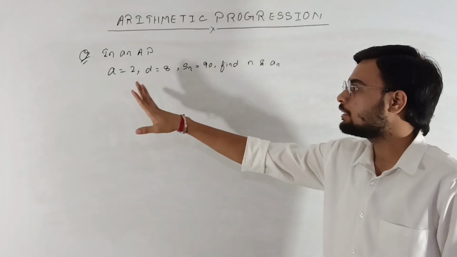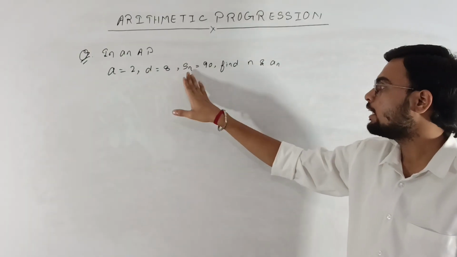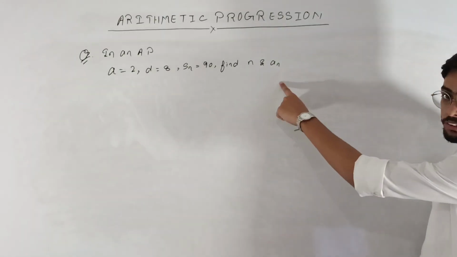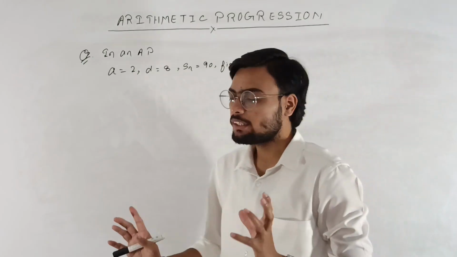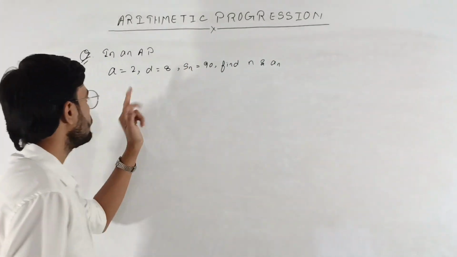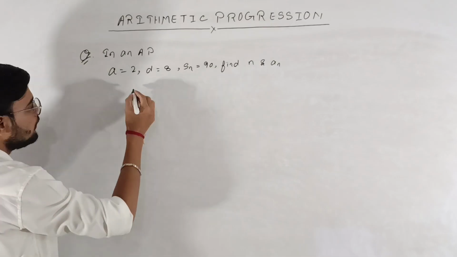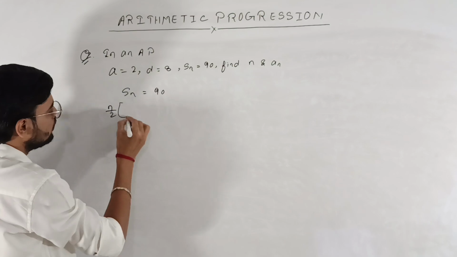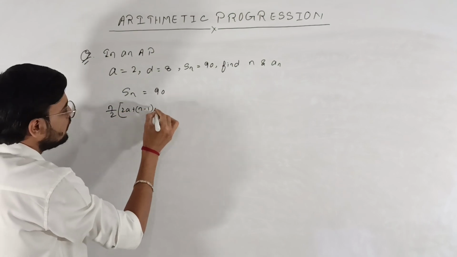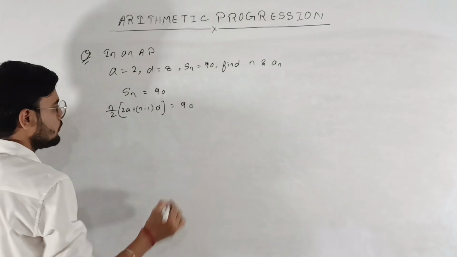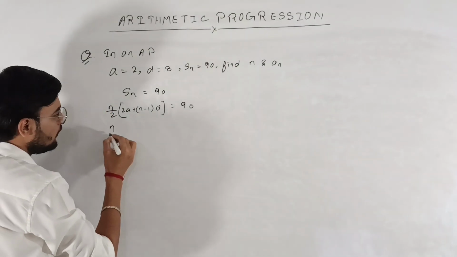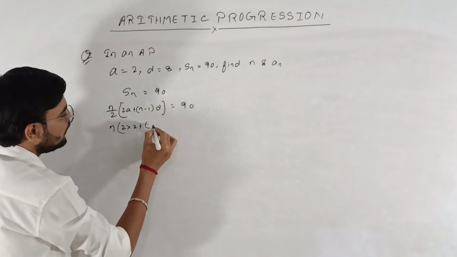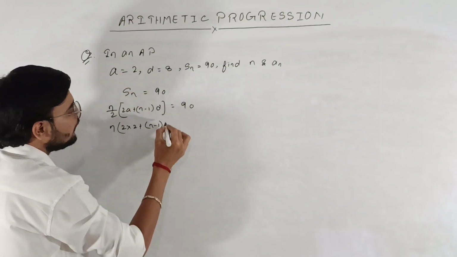The question is: in an AP, it is given a is 2, d is 8, and S_n is 90. And we have to find n, the number of terms, and a_n, which is the last term. So we have to find n and a_n. So S_n is 90. Now the formula of S_n is n upon 2 times (2a plus (n minus 1) into d) is equal to 90. We don't have n, so this is n, and here 2a is 2 times 2, plus, again n is not given, so (n minus 1), d is given, 8.